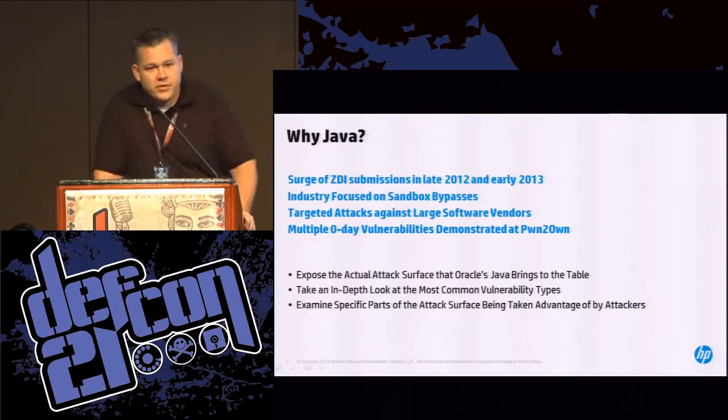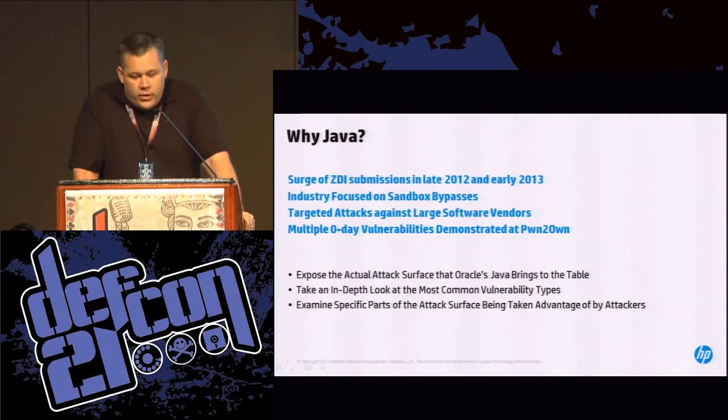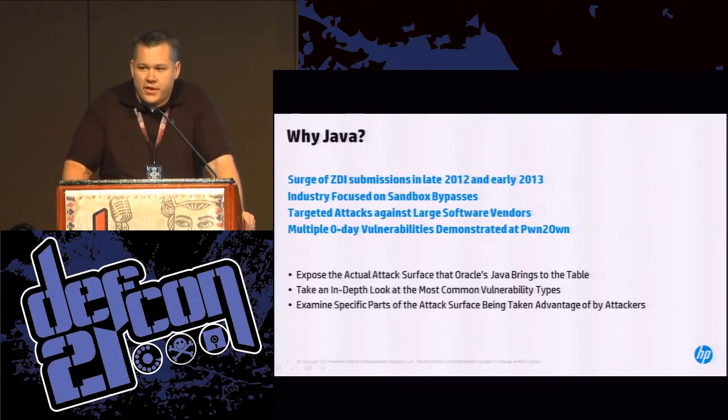So why did we choose Java to look at? What we wanted was a more granular insight into the attack surface itself, because we had a surge of submissions in late 2012, early 2013. At the time the industry was focused on the sandbox bypass issue. We wanted to look independently at the framework itself and see if that was actually the case.